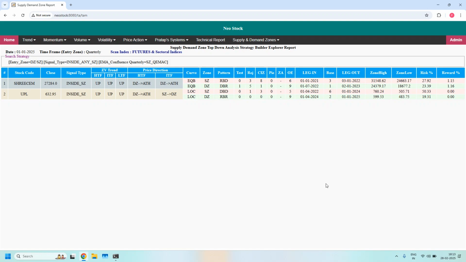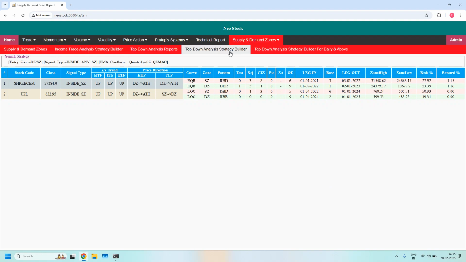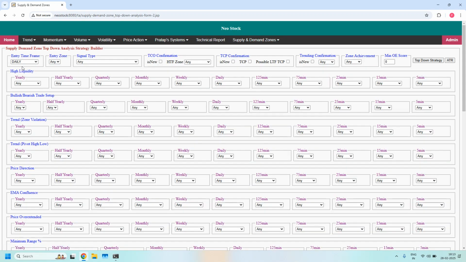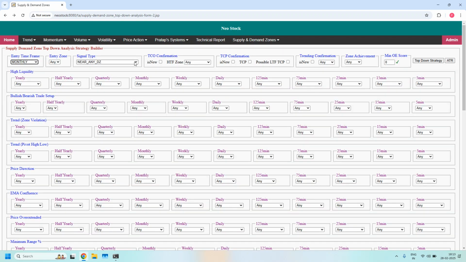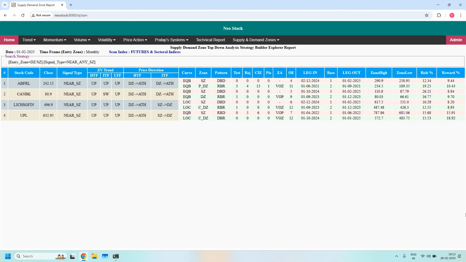Next time frame is monthly, and also remember today is the end of the month. So that's why we'll generate few additional reports. First, monthly time frame, stocks near monthly demand zone. We got 15 stocks. Next, monthly time frame, stocks near monthly supply zone. We got 4 stocks.